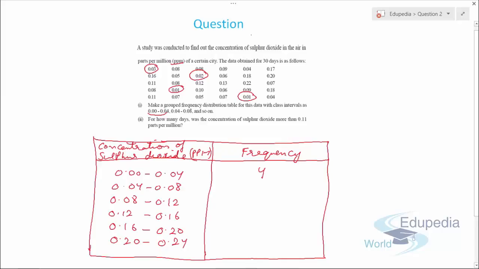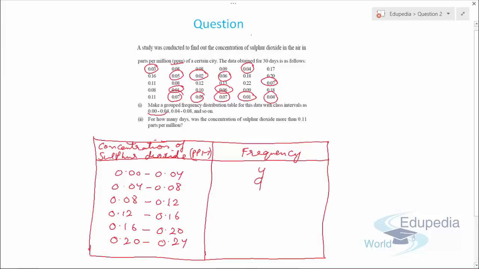Now next is 0.04 to 0.08. So it should be less than 0.08, right? So this can be the 1, 2, 3, 4, 5, 6, 7, right? 8 and 9. So we have 9 as a frequency.